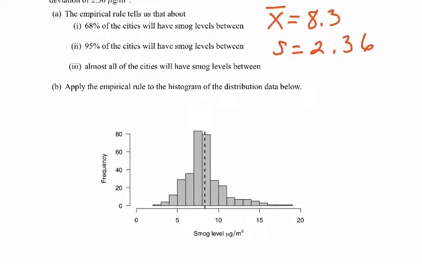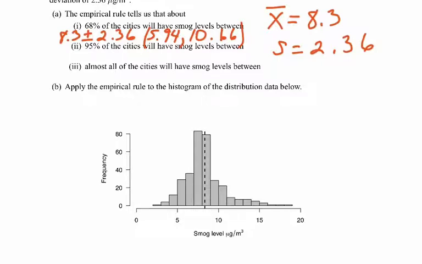So for this first Roman numeral I, the way we're going to figure this out is we're going to say, okay, the mean is 8.3, and we're going to add and subtract one standard deviation of 2.36. So 8.3 minus 2.36 gives us a lower bound of 5.94 and an upper bound of 10.66. How am I getting those numbers? For 5.94, we did 8.3 minus 2.36 for the lower bound. For 10.66, we did 8.3 plus 2.36 for the upper bound.